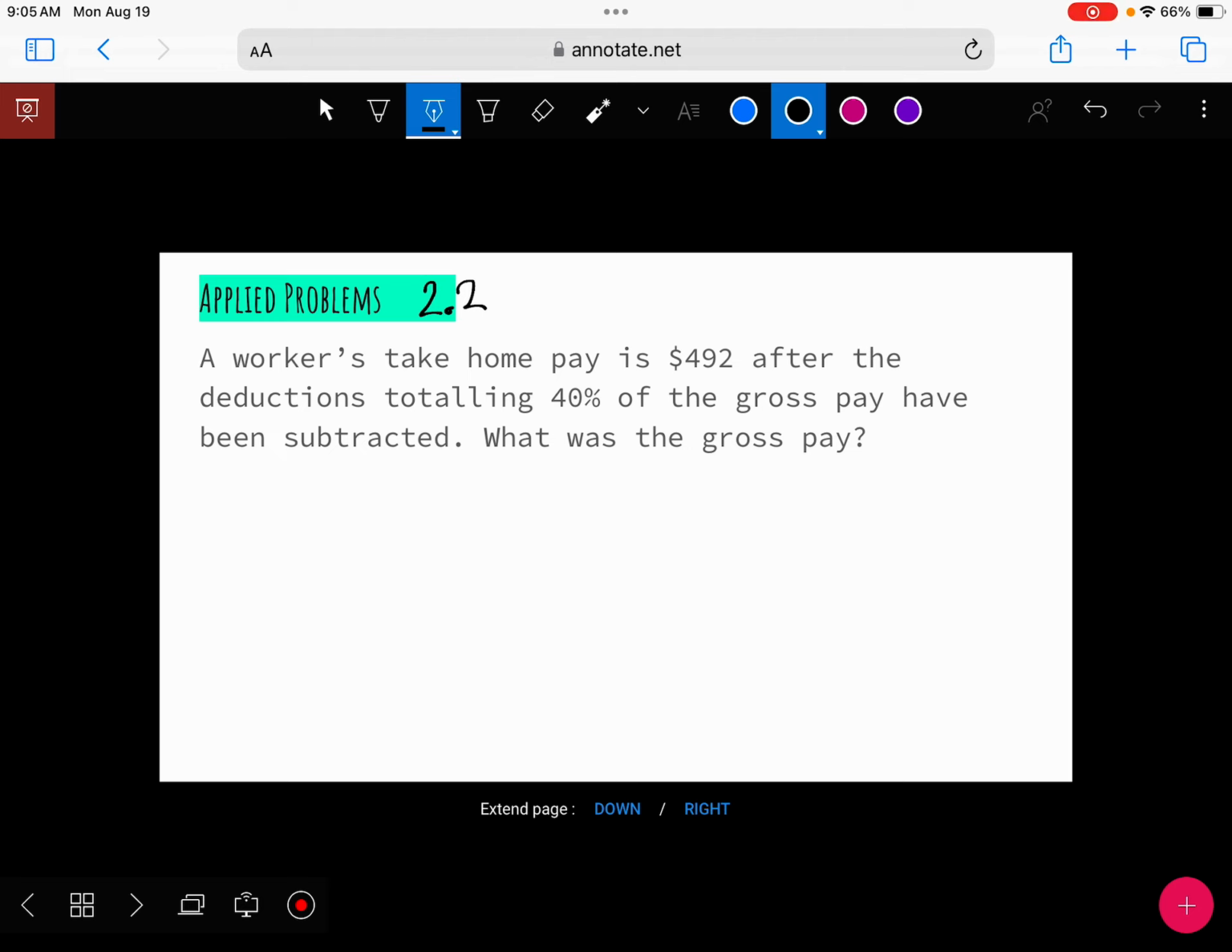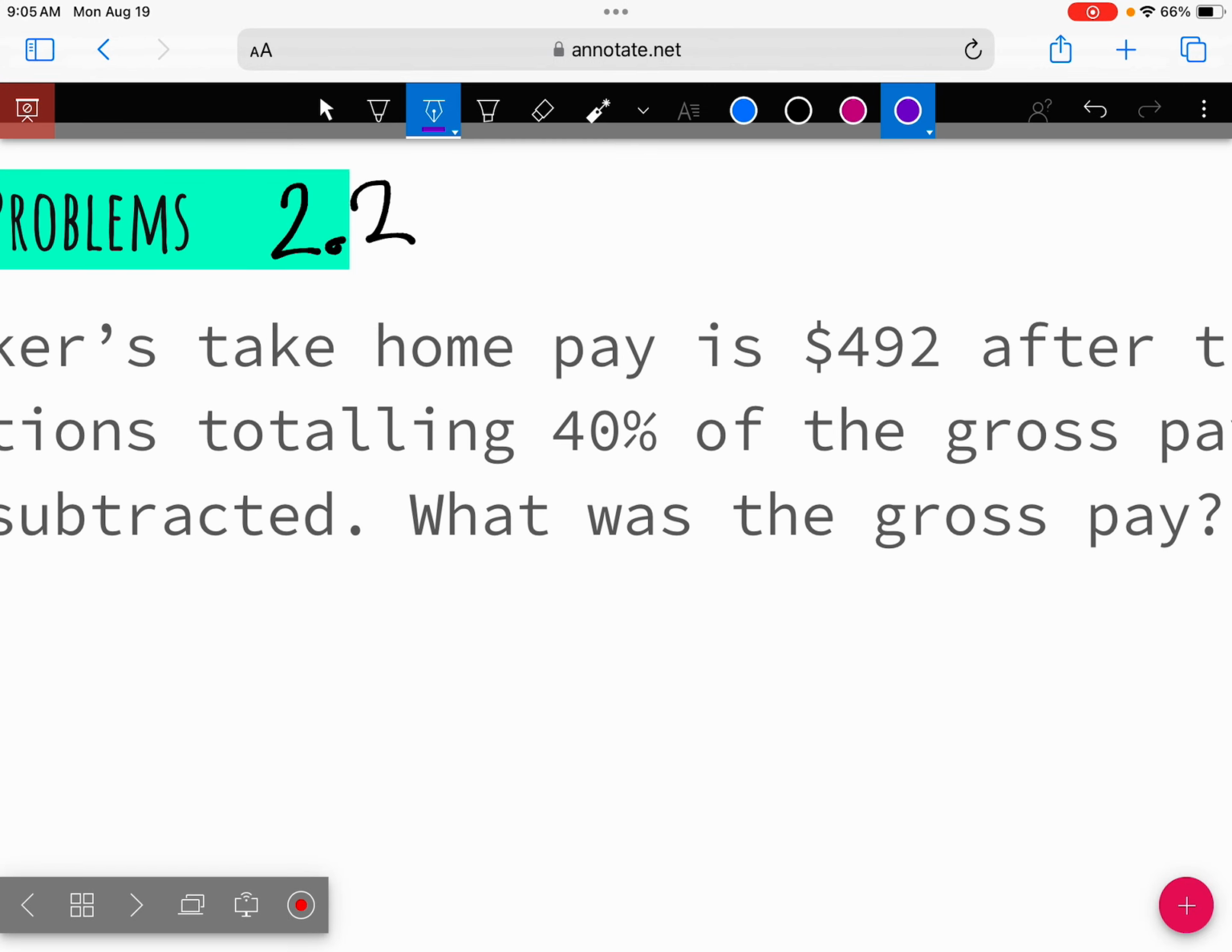All right. So we've got here that somebody's take-home pay is $492 after the deductions that are 40% of gross pay have been subtracted. We're going to try and figure out what the gross pay was. So the pre-tax. How could we set that up as an equation? What can we do? Yeah. So we know it's going to do something to do with this 40%.